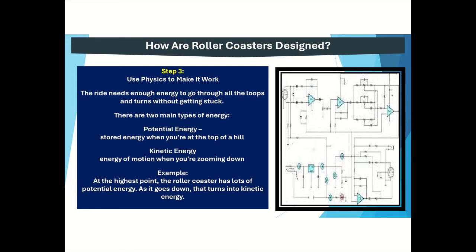How are roller coasters designed? Step 3. Use physics to make it work. The ride needs enough energy to go through all the loops and turns without getting stuck. There are two main types of energy: potential energy, stored energy when you're at the top of a hill. Kinetic energy, energy of motion when you're zooming down. Example: at the highest point, the roller coaster has lots of potential energy. As it goes down, that turns into kinetic energy.